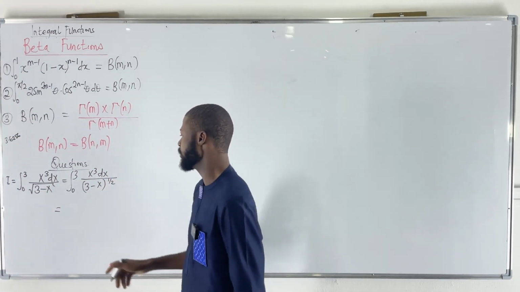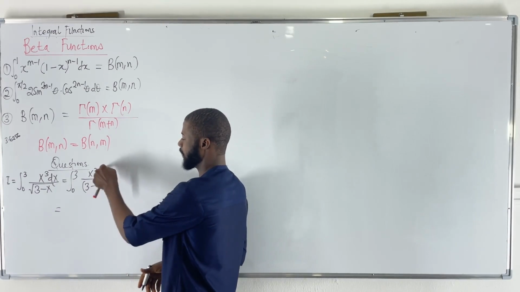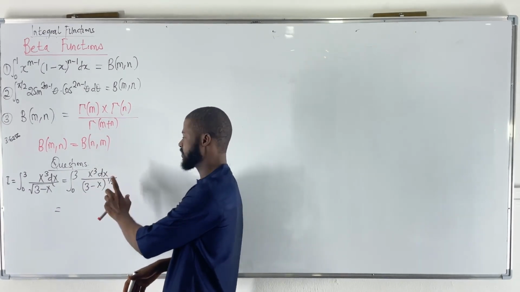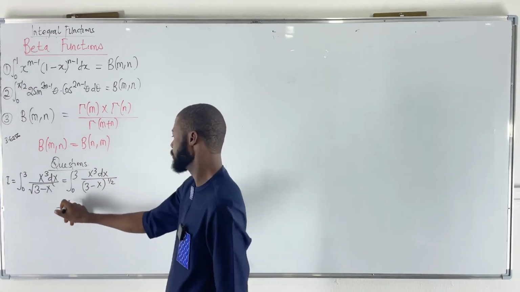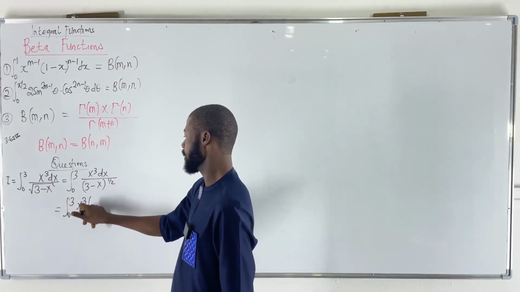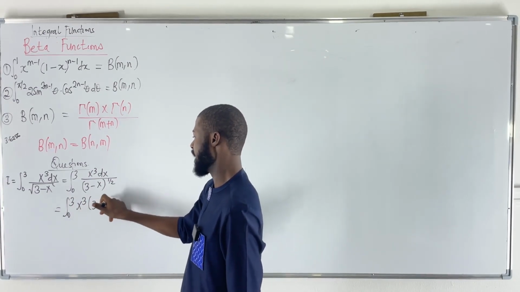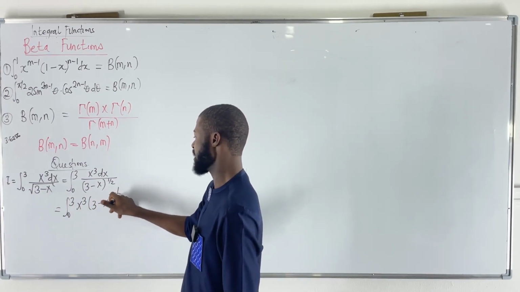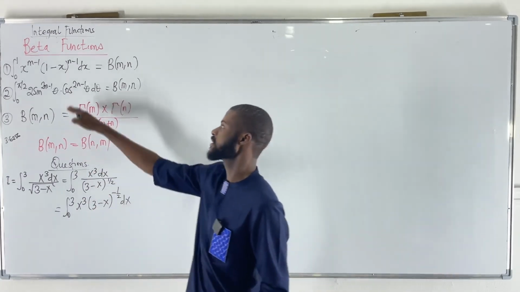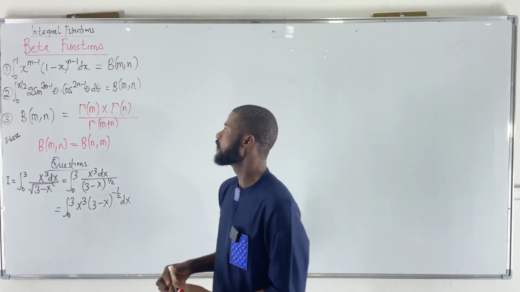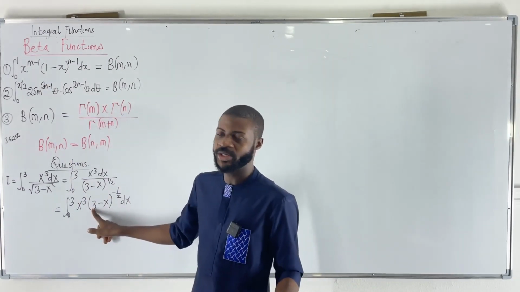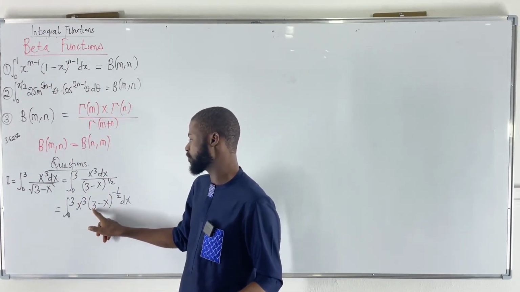Now, the next thing I can do is this guy can come to the top. If it comes to the top, the power will then have a minus. That's the only difference. So this will be the integral from 0 to 3 of x cubed (3 minus x) to the power of minus half dx. So it's almost looking like this. The only difference is from our standard form, there should be a 1 here. It's non-negotiable. So this very 3 here, there should be a 1.